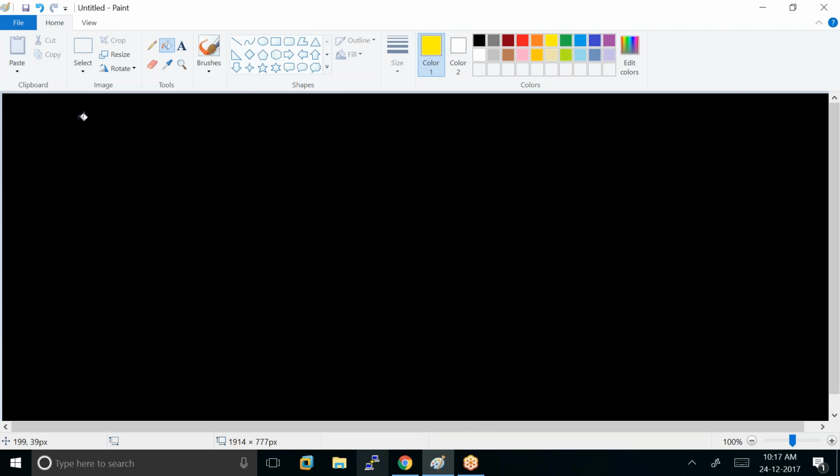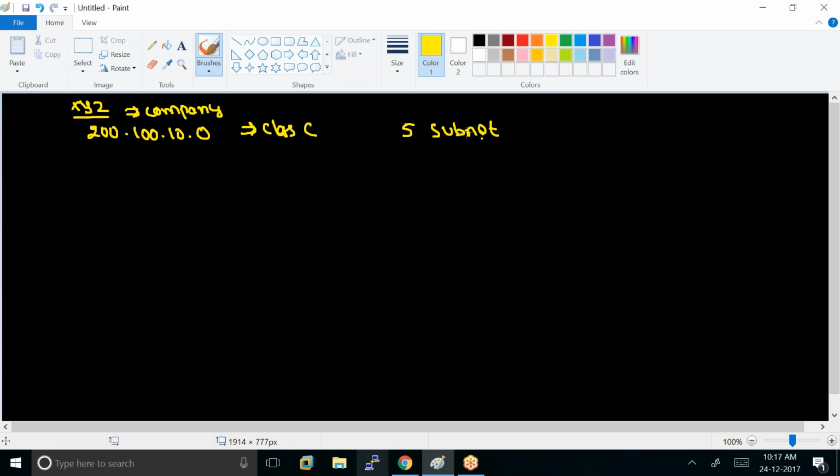Let me take first a class C address. Let me take this address 200.100.10.0, which is a class C IP address. I want 5 subnets. A company XYZ is going to have branches across 5 locations. Therefore, they need 5 subnets. Under each subnet, they need to have a maximum of 30 computers.